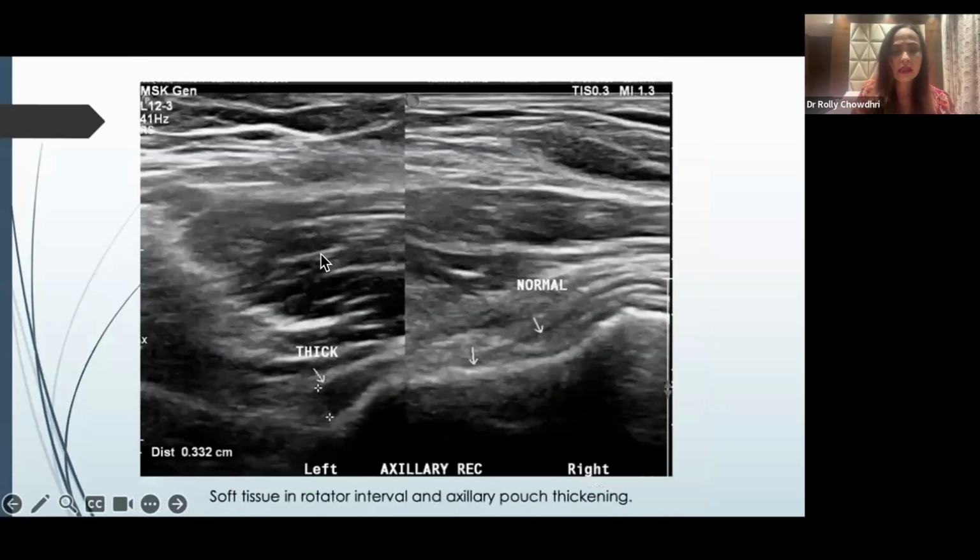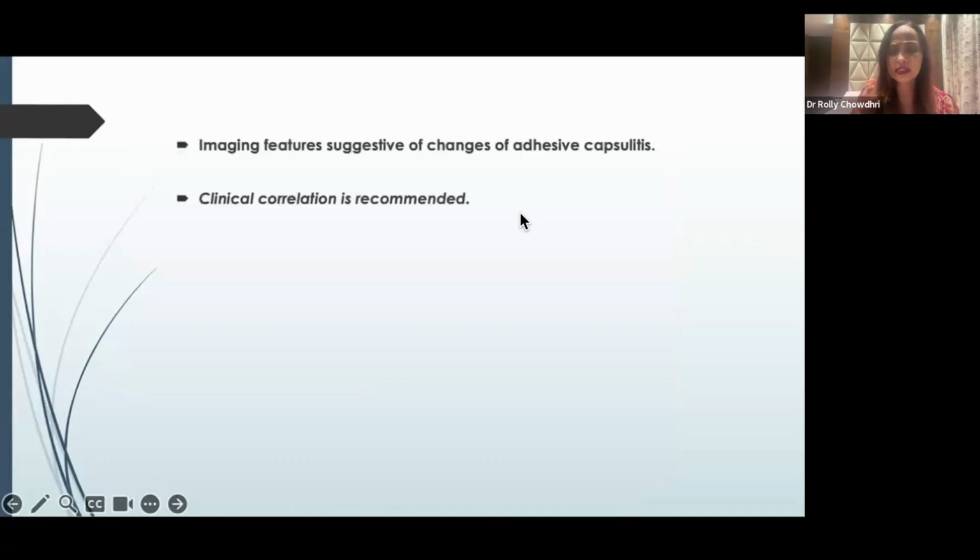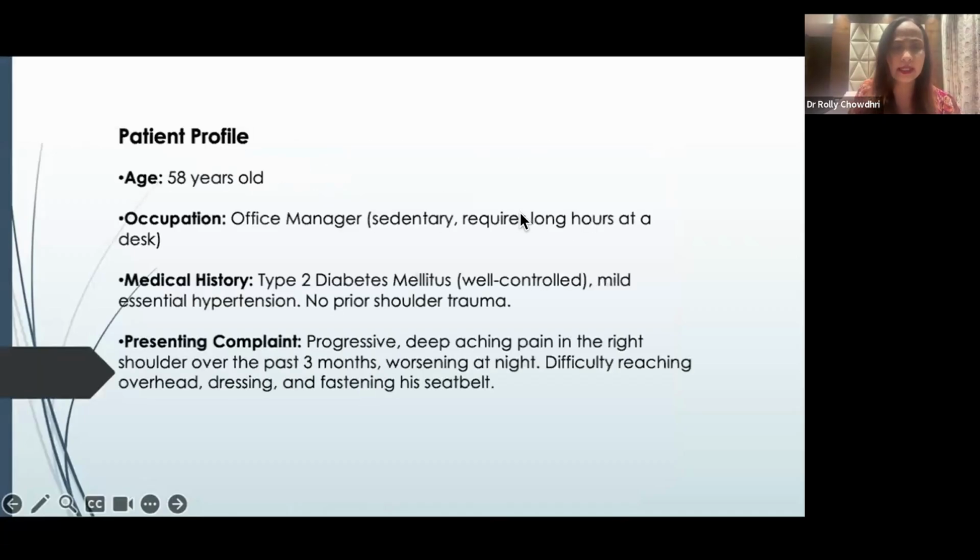Then I compared the normal axillary pouch with the contralateral asymptomatic side. See again, it is not fitting the quantitative criteria of 4 mm. But if I compare, it is more than 60% thicker on the symptomatic side. So it was suggestive of adhesive capsulitis.